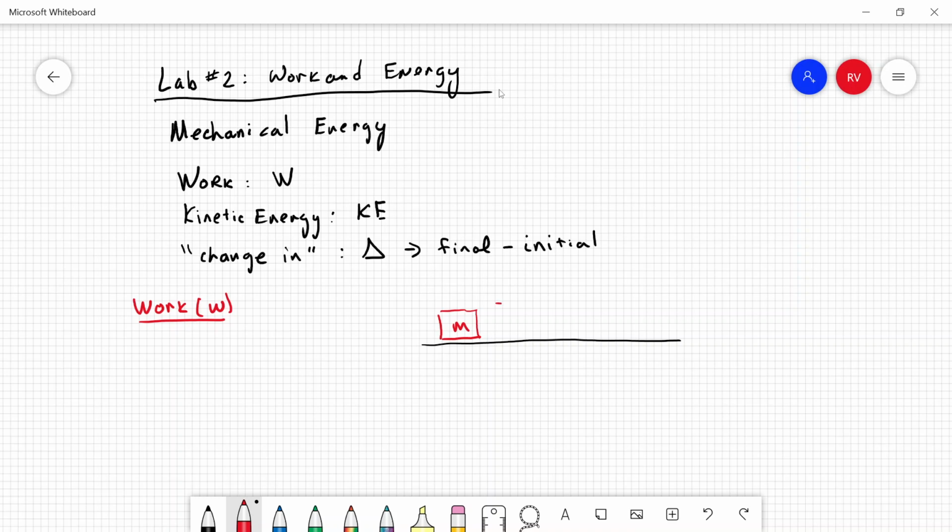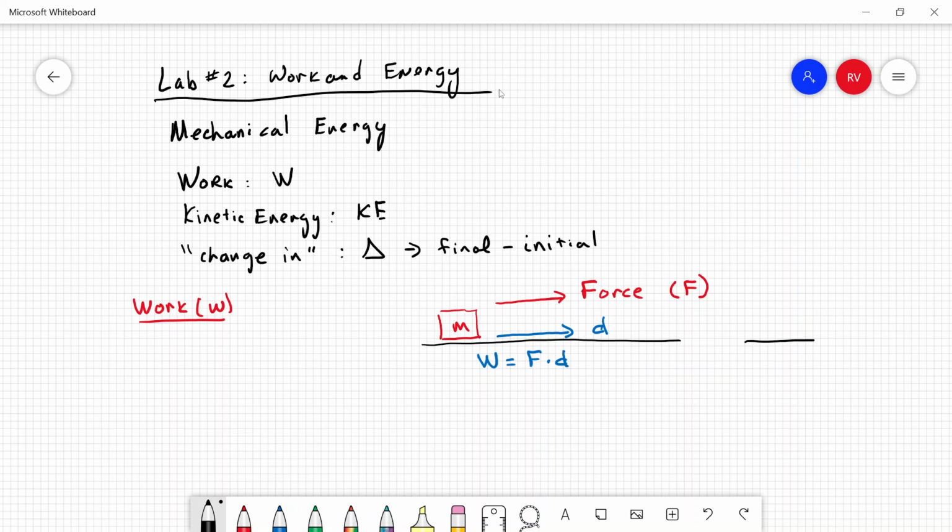Well, if I apply a force on that block, and we generally label forces with the letter F, and the object moves some distance that is either parallel or anti-parallel. So the blue arrow I just drew is parallel. So we're going to move through some distance. In this case, because the two of them are parallel to each other, I'm going to say that the work is equal to the force times the distance.